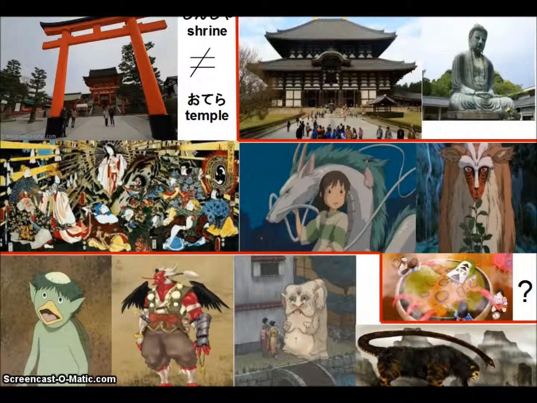This one's maybe not as famous, but I think it's really interesting. It's called the nue, and it's basically the Japanese version of a chimera, which is an animal hybrid. It has the face of a monkey, the body of a tanuki, the legs of a tiger, and the tail of a snake. So yeah, there are tons of different yokai or monsters in Japanese culture.